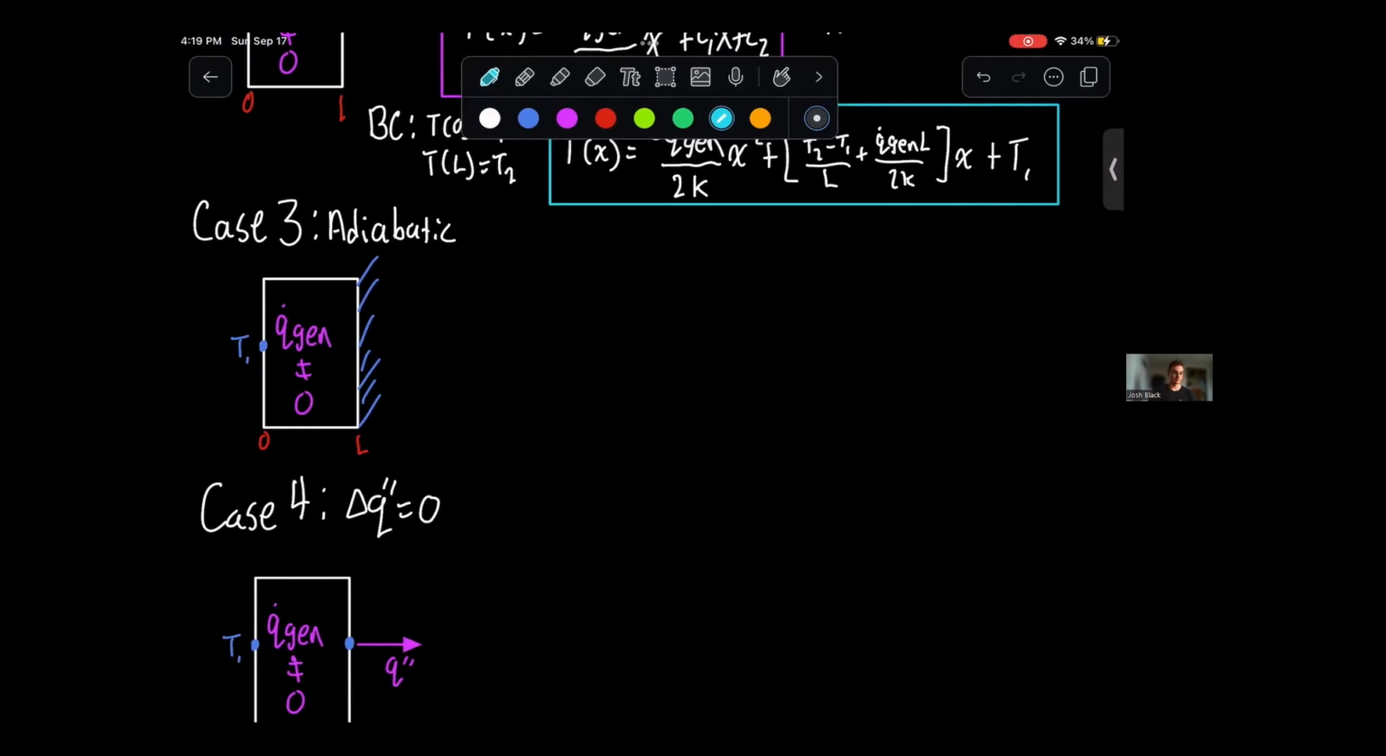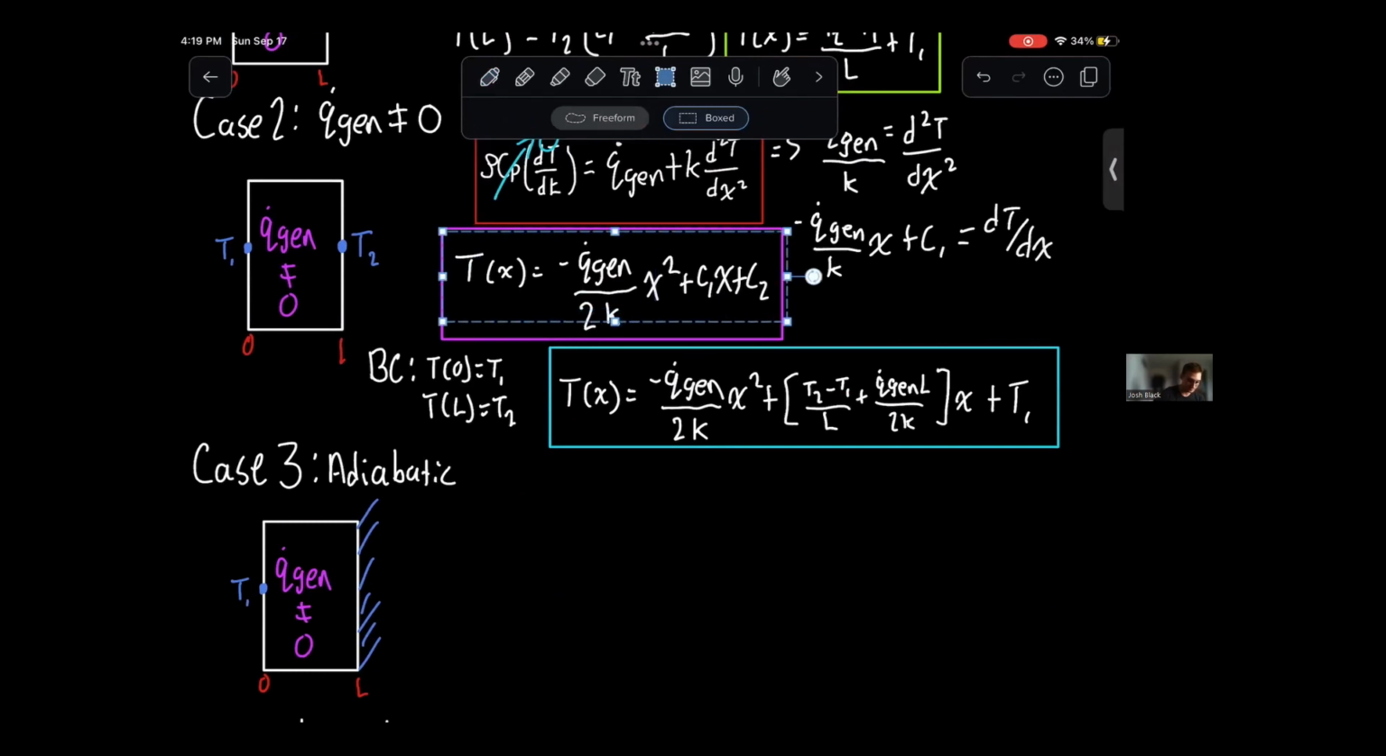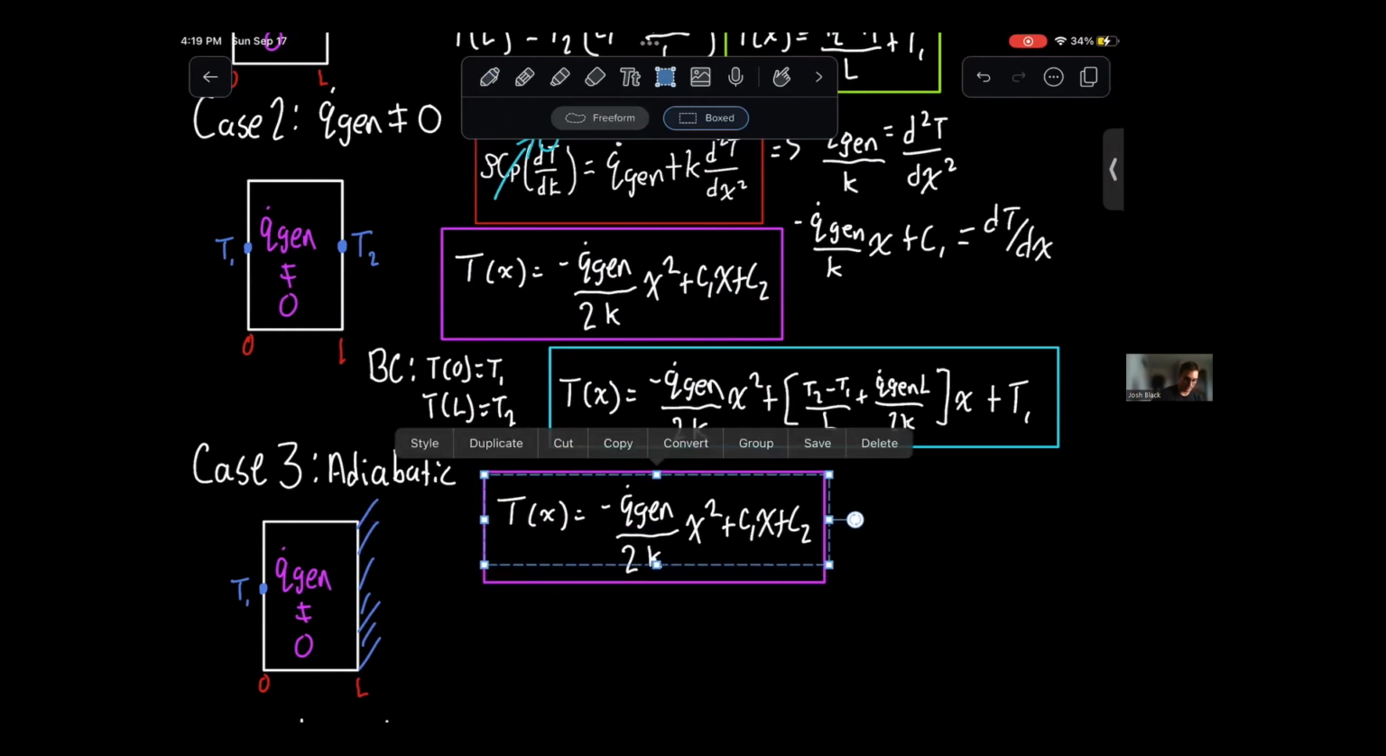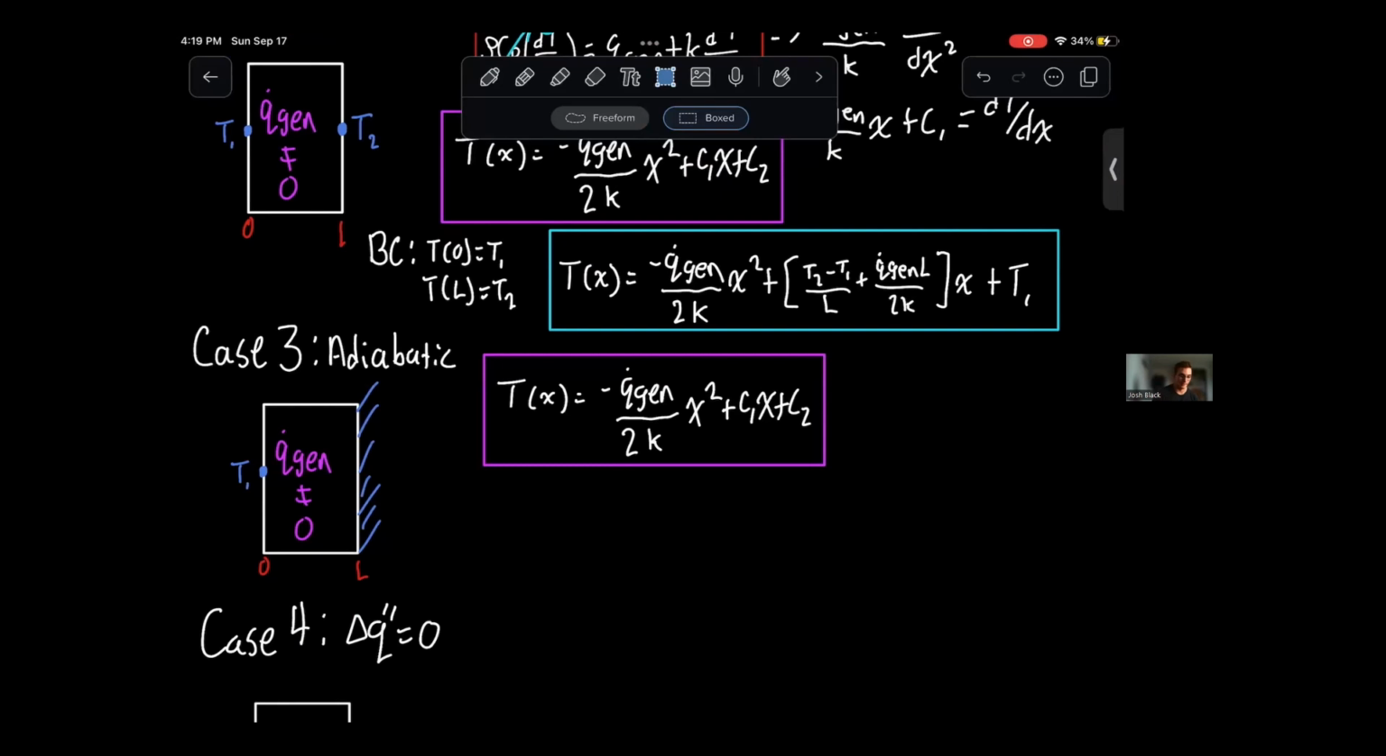All right, next condition: adiabatic with Q gen. We know we have Q gen, so we know we're going to have this general equation. Now, what are our boundary conditions? We know we have an adiabatic surface. This means that heat cannot leave our system. So what's our flux? Since no heat is leaving my system, the flux at the back wall, my flux at L, is going to be equal to 0.